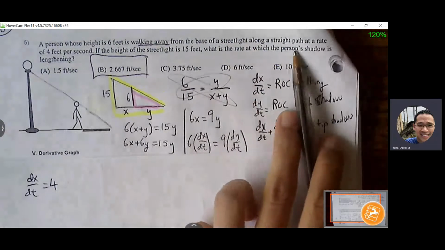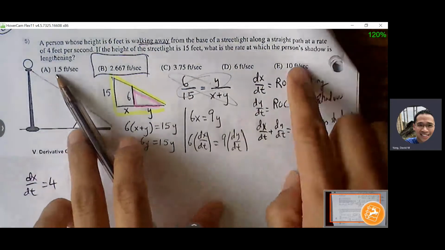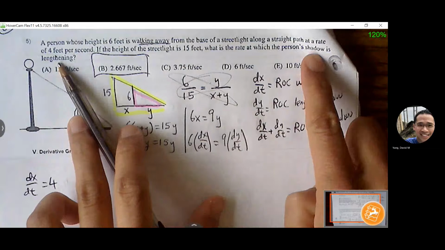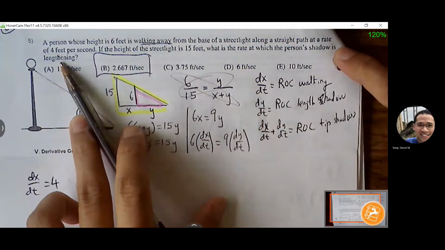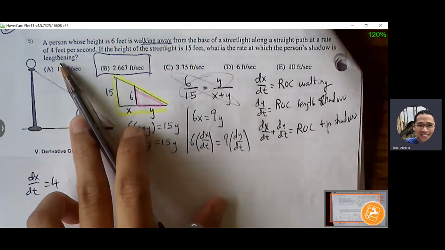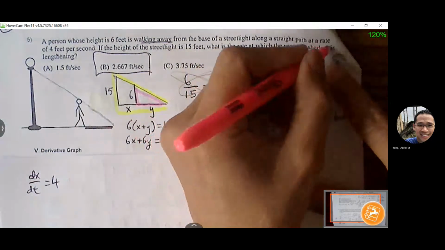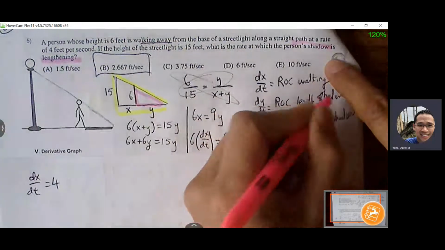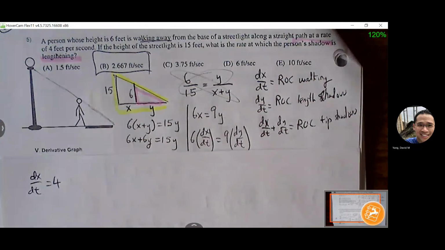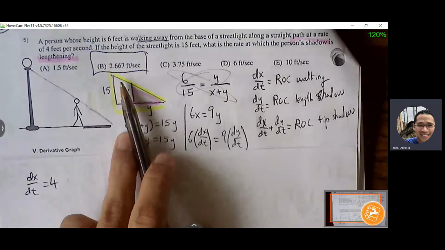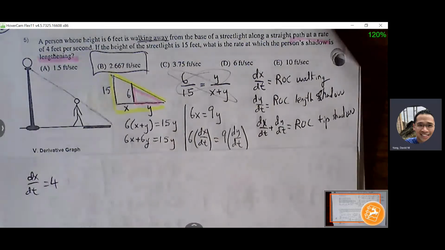Okay. What is the rate at which the person's shadow is lengthening? What are we ultimately looking for? Which variable? Just dy/dt, right? Shadow lengthening is just dy/dt. Plug in, solve, and we get that 2.667.